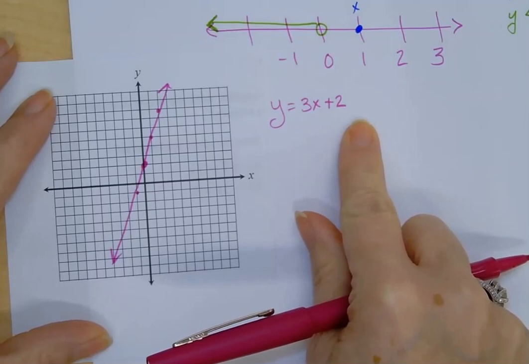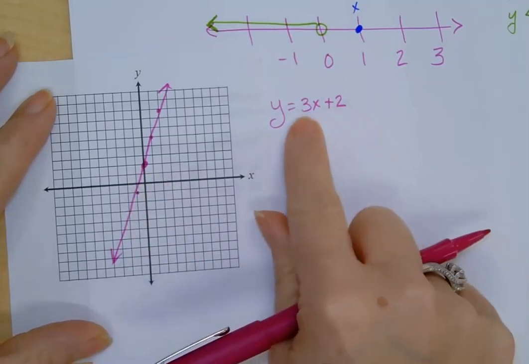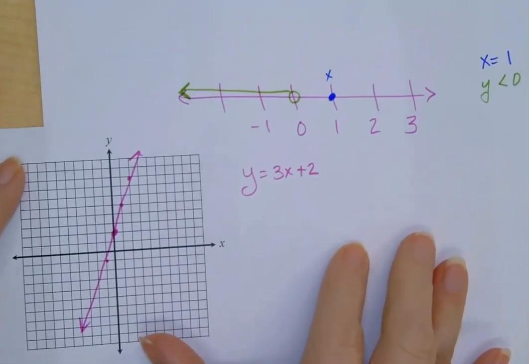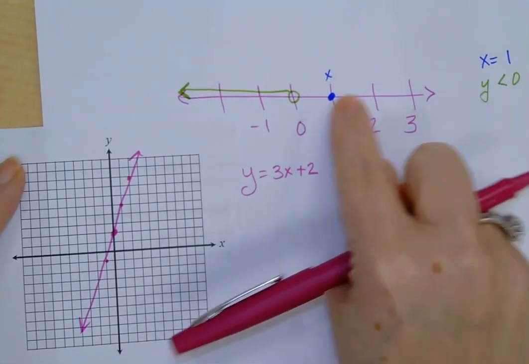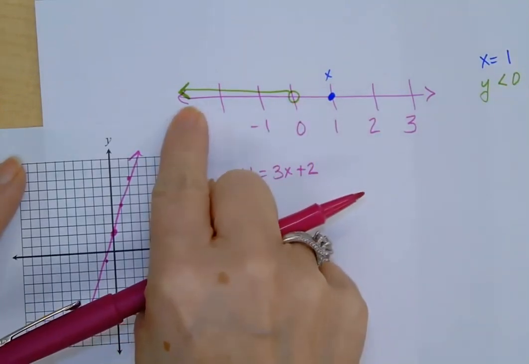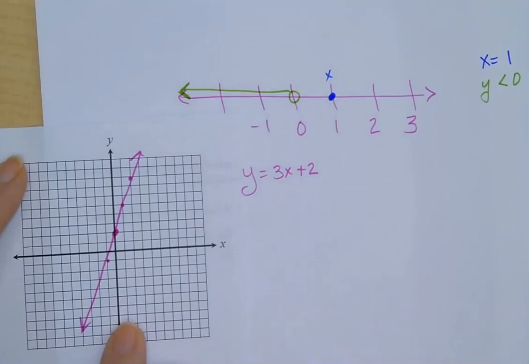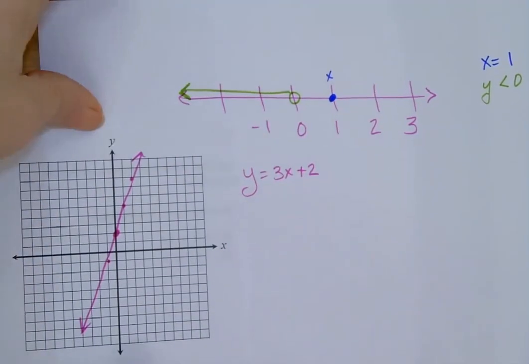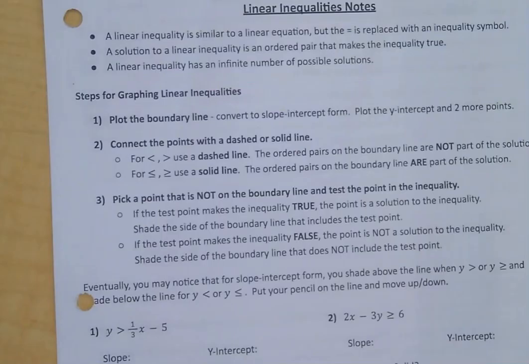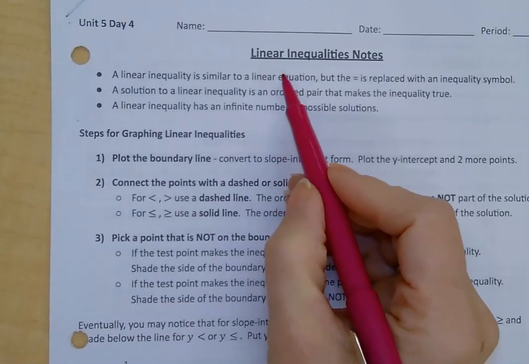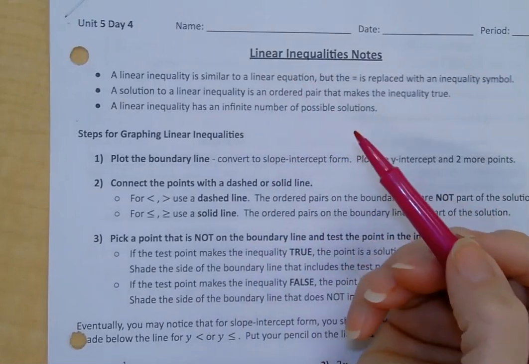So today we're going to talk about how we graph information when we have a linear inequality instead of a linear equation. Here we're graphing one single point. Here, y is less than 0, we're graphing an inequality just on a number line. And on this coordinate plane, we're graphing a linear equation because I have an equal sign instead of an inequality statement. So what we're going to look at today in class, this is Unit 5, Day 4, is how to graph and represent linear inequalities.